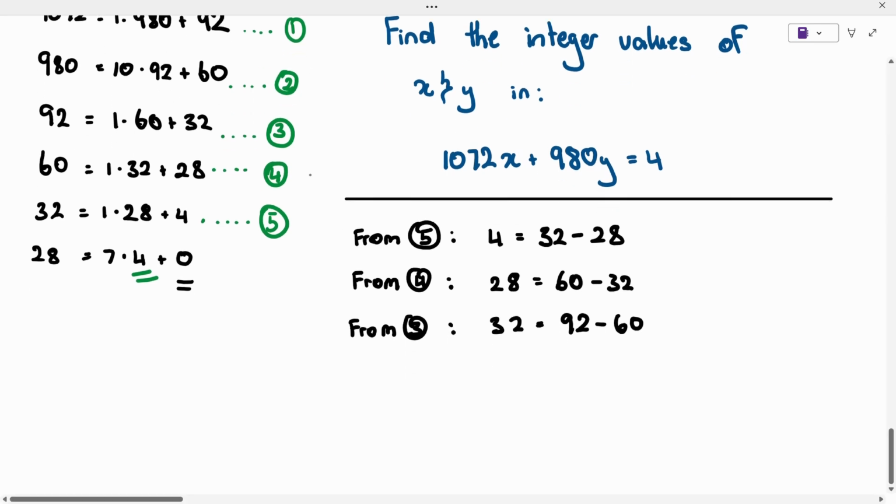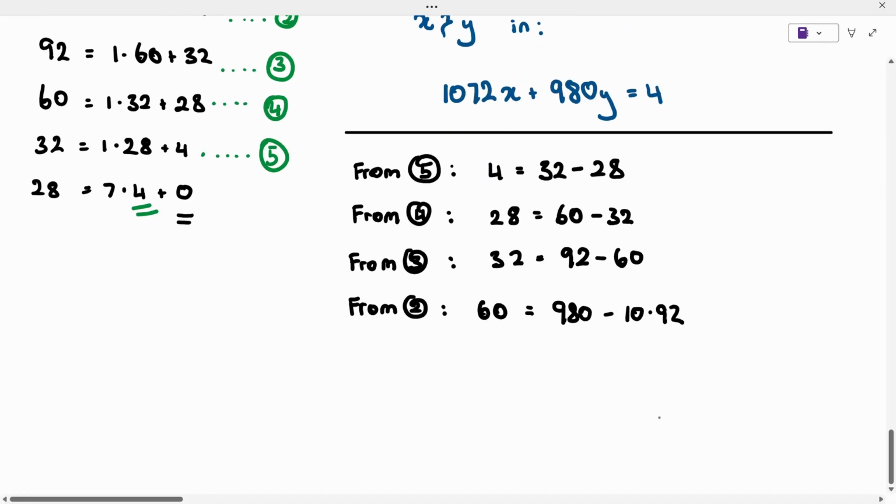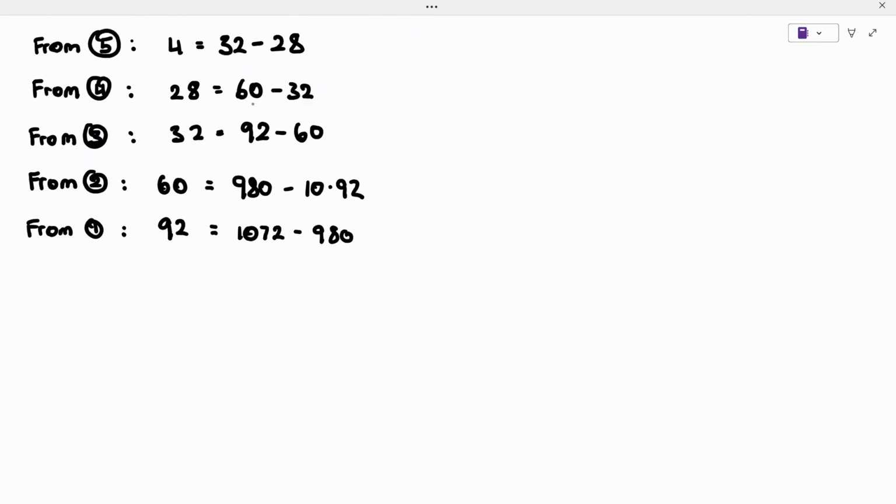And hopefully you all get the gist of what we're doing now. From equation 2, we could write 60 as 980 minus 10 times 92. And lastly, from equation 1, we could write 92 as 1072 minus 980. Right. So where do we go from here now? So now, we could take each of these equations and backward substitute to get our result.